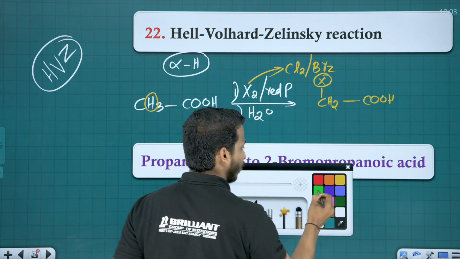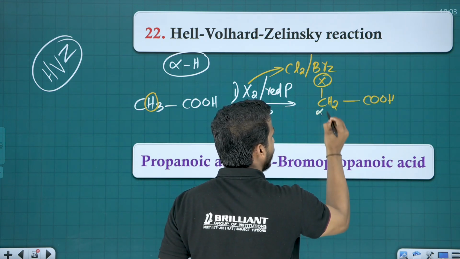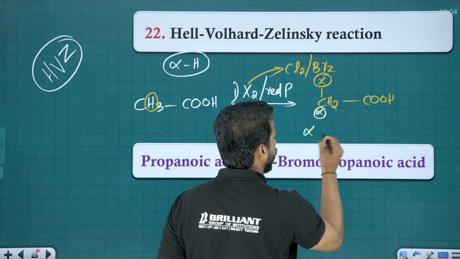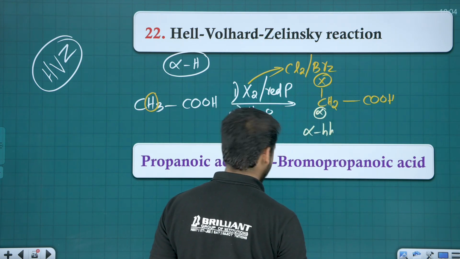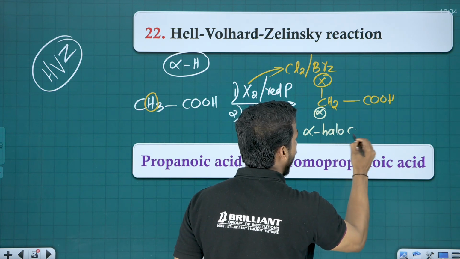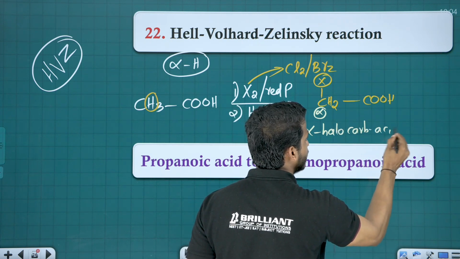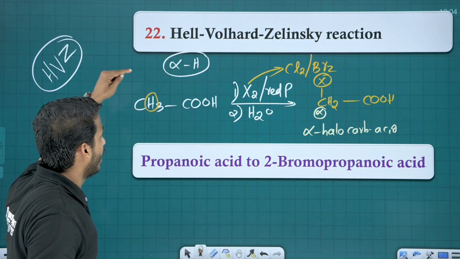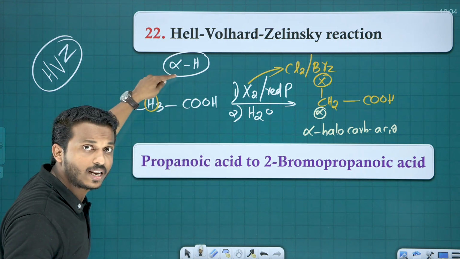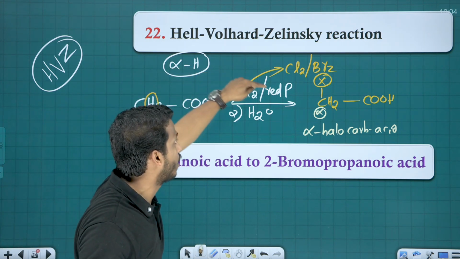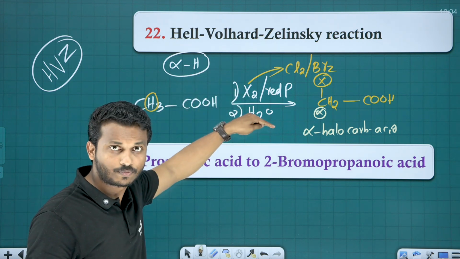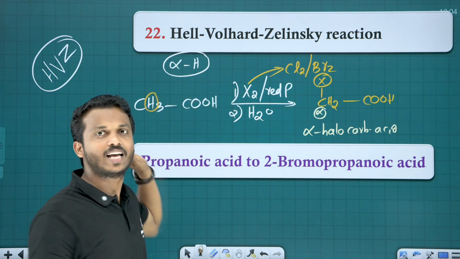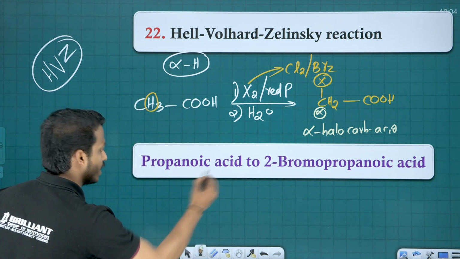See carefully here. You know this carbon is called alpha. So here the alpha carbon carries the halogen. So it's called what? Alpha halo carboxylic acid. At the alpha position there is a halogen. So when an acid containing alpha hydrogen reacts with the halogen and red phosphorus, followed by hydrolysis, it removes one alpha hydrogen and places the halogen. Finish. I'll give you one example.